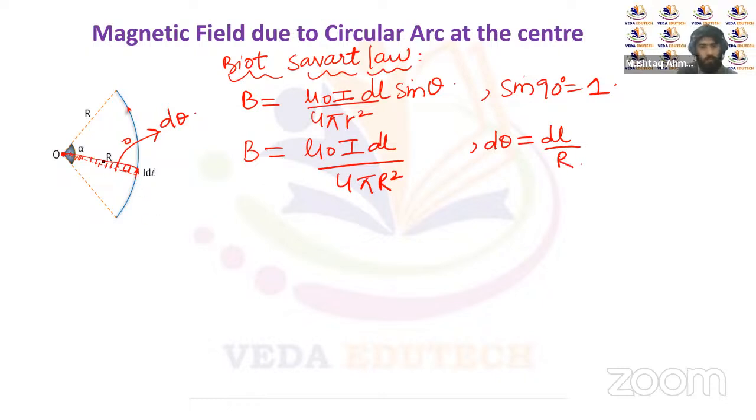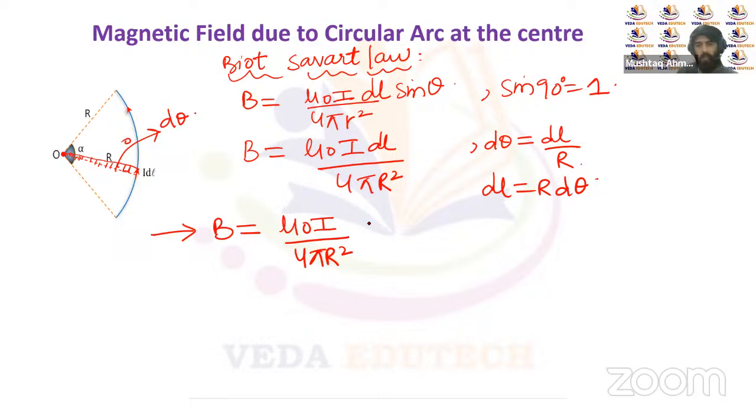So if d theta is the angle subtended by this dl element at the center, then d theta has to be equal to dl upon r, that's the length of the arc upon the radius, right? So it means that we can write dl as r d theta. So rewriting it, our magnetic field dB will be equal to mu naught I upon 4 pi r square. It's a very small magnetic field due to this length element, multiplied by dl, replacing this dl with r d theta, right?